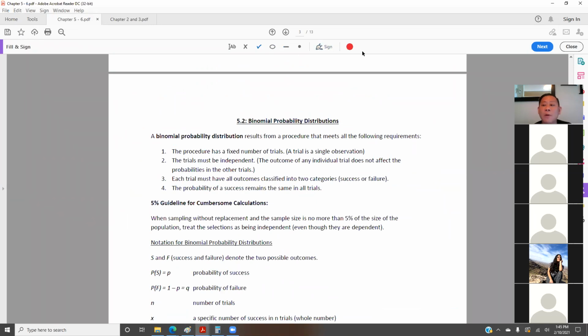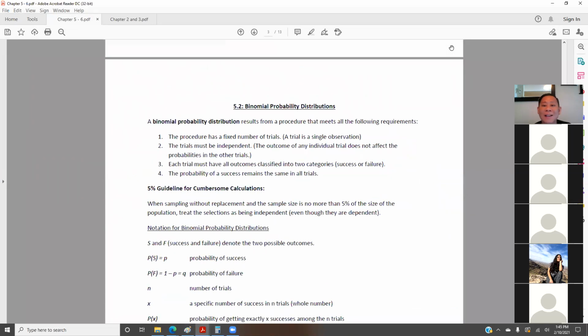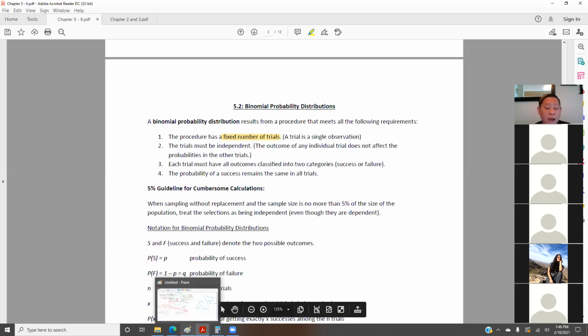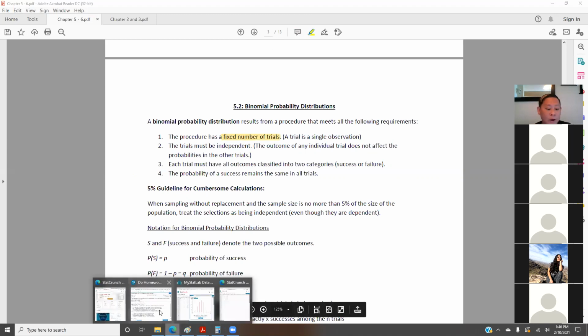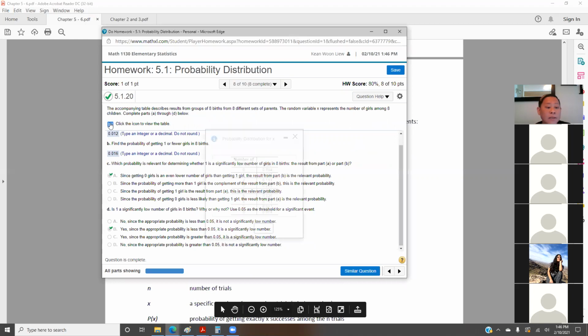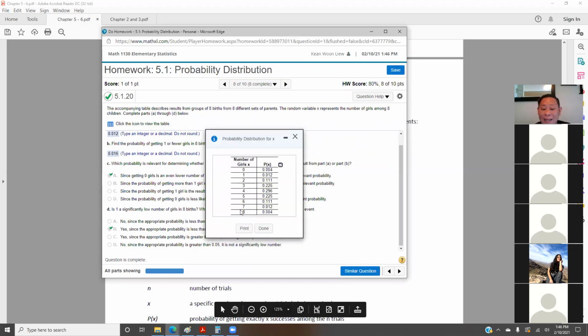The first thing about binomial distribution is you have to have a fixed number of trials. What do I mean by fixed number of trials? Fixed number of trials means n. So if you have your homework here and look at this, the last number, 8, is the fixed number of trials. That means you got 8 births in this case.